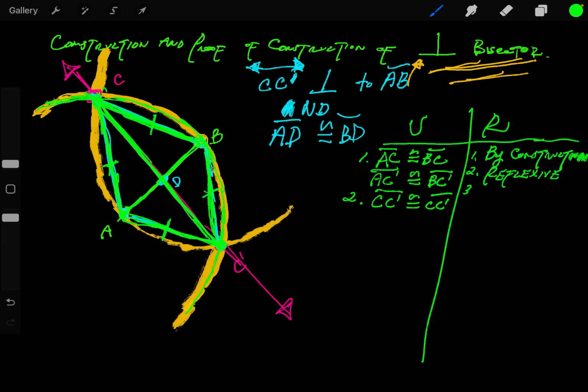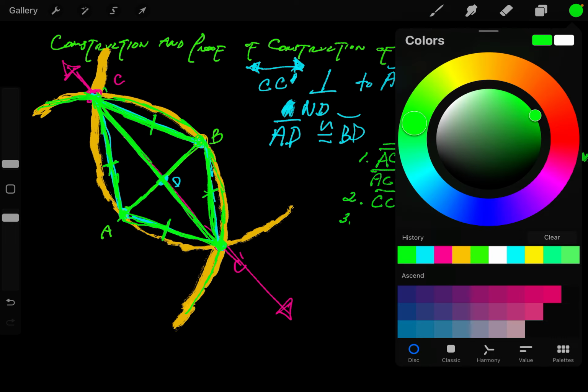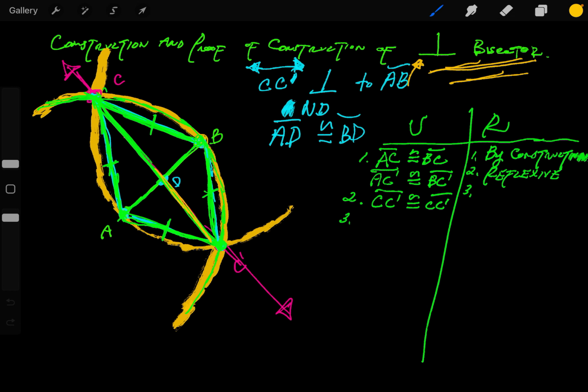And what that allows me to say is that these two triangles are now congruent. This one, right, and this one. And let's state it in the right way. So triangle CAC prime is congruent to CBC prime. And that's side, side, side.